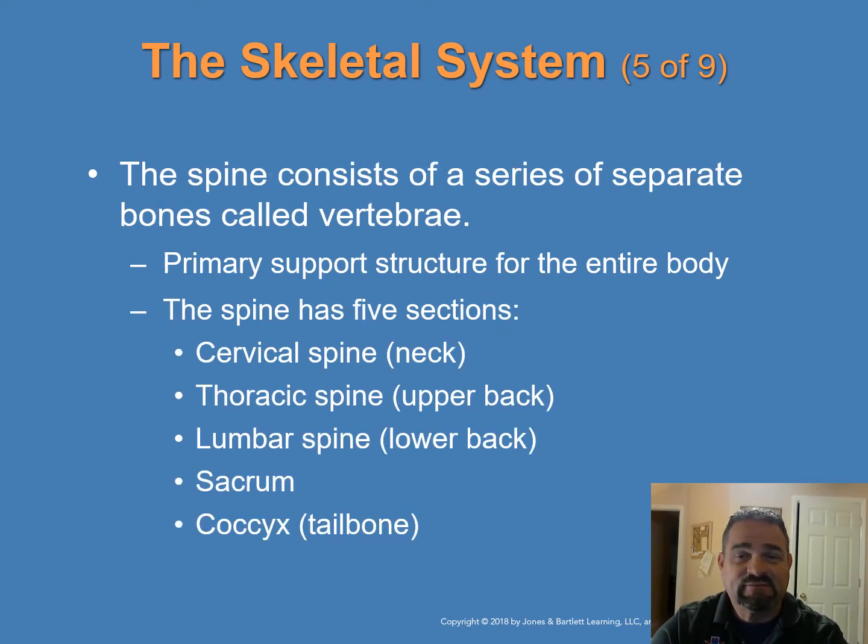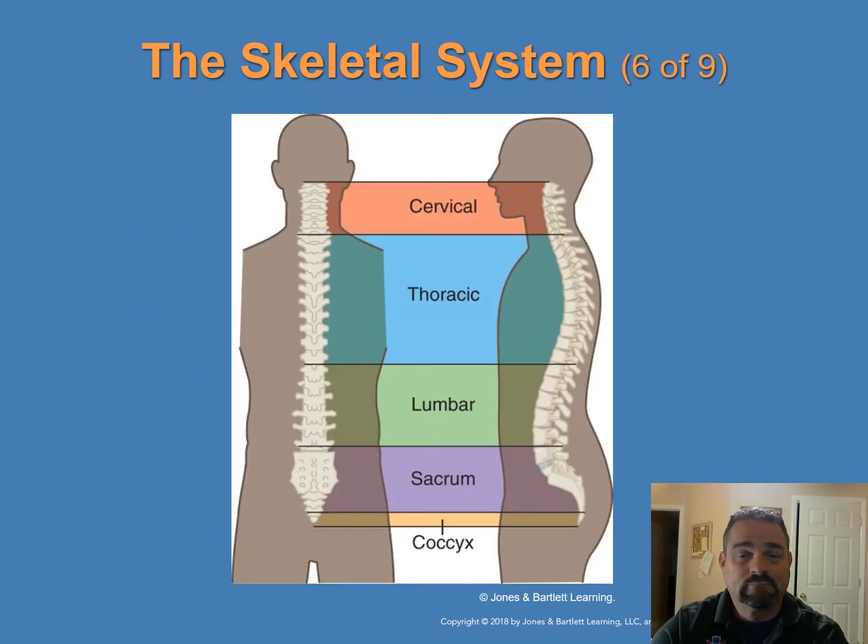The spine consists of a series of separate bones that we call vertebrae. It is the primary support structure for the entire body. The spinal cord, which is a group of nerves that carry messages to and from the brain, passes through a hole in each of the vertebrae. The spine has 5 different sections: the cervical spine, which is also known as the neck, the thoracic spine, which is the upper back, the lumbar spine, the sacrum, and the coccyx, which is the tailbone. There's a good representation showing you the breakdown of the different sections of the spinal column.